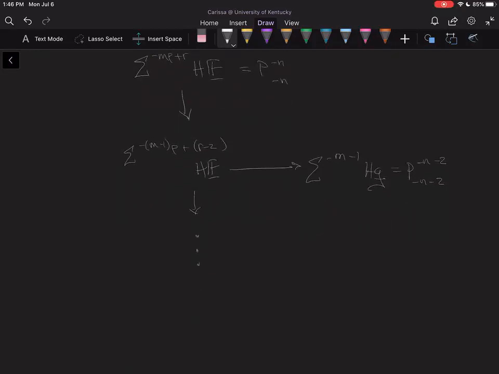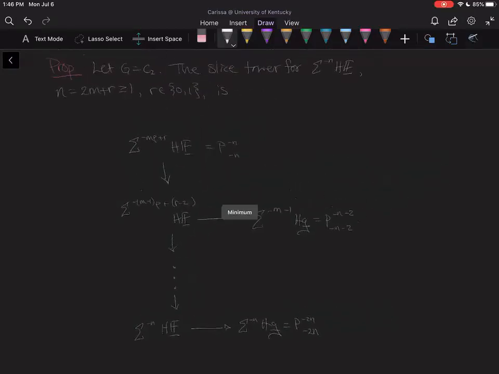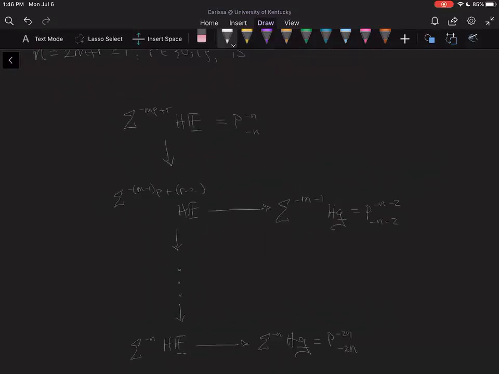And we keep peeling off copies of ρ all the way until we get to the -n suspension of HF. And that is the whole tower for the -n suspension of HF over C2. There's a lot of ways to write the tower.